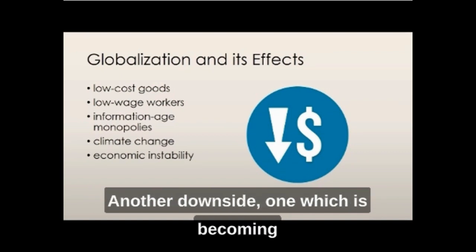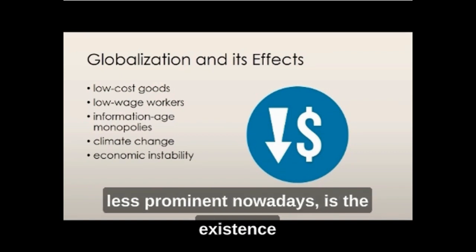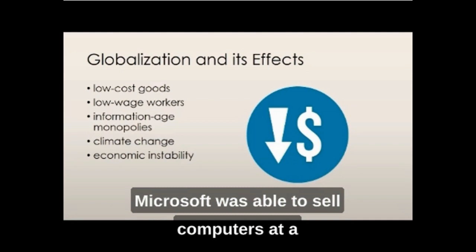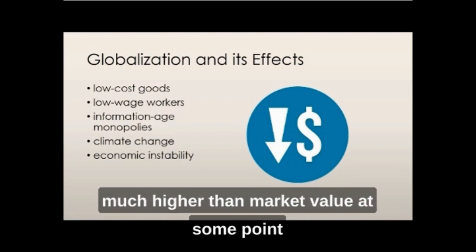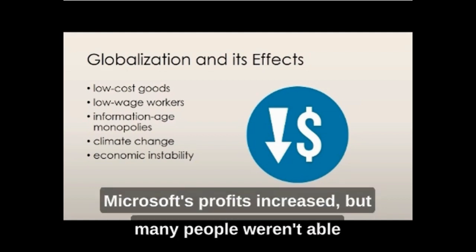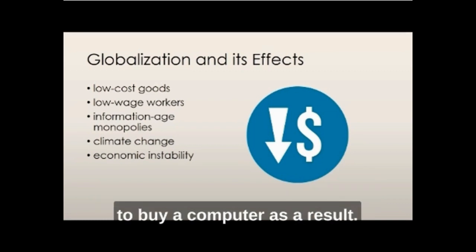Another downside, one which is becoming less prominent nowadays, is the existence of information age monopolies. Microsoft is a great example. Microsoft was able to sell computers at a much higher than market value at some point because it was the only producer. Microsoft's profits increased, but many people weren't able to buy a computer as a result.